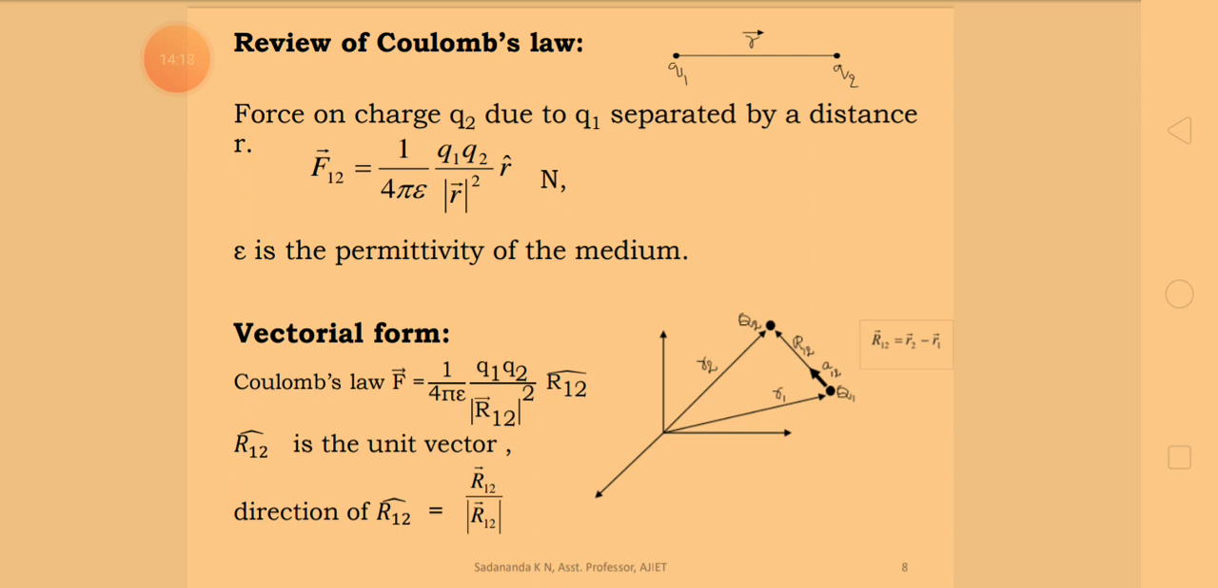Now in this case, the expression for Coulomb's law, which I have already shown in the slide, is F equal to 1 by 4 pi epsilon, Q1 Q2 by R12 square, into R12 cap. Now this R12 cap can be written as the vector R12 divided by the magnitude of R12. That means the vector R divided by the magnitude of the vector R. That will give the direction, the unit vector, right?